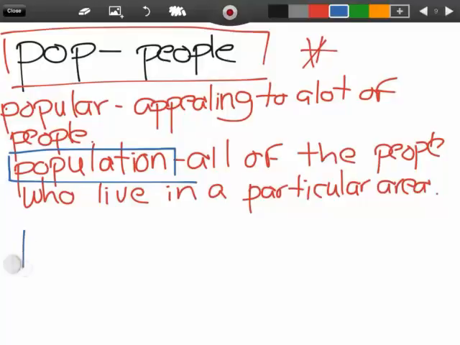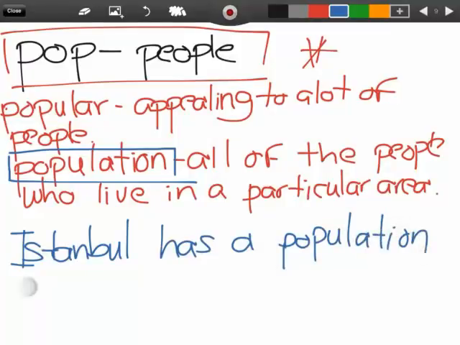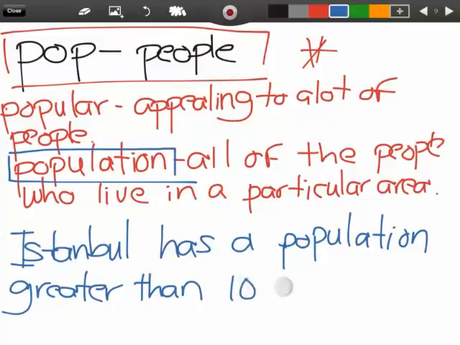I'm going to go ahead and use population in a sentence so you could understand it better. I'm going to say Istanbul has a population greater than 10 million. I'm going to go ahead and read that to you. Istanbul has a population greater than 10 million.